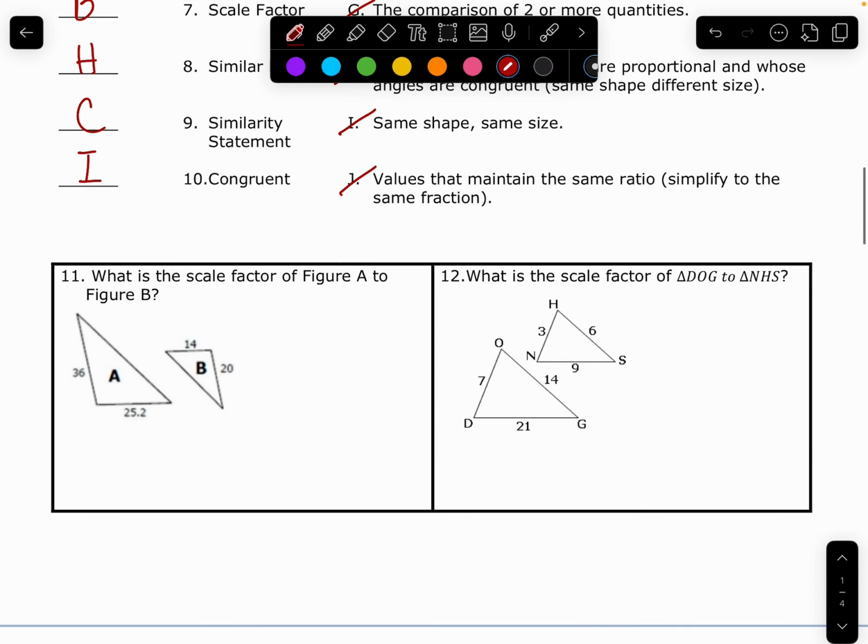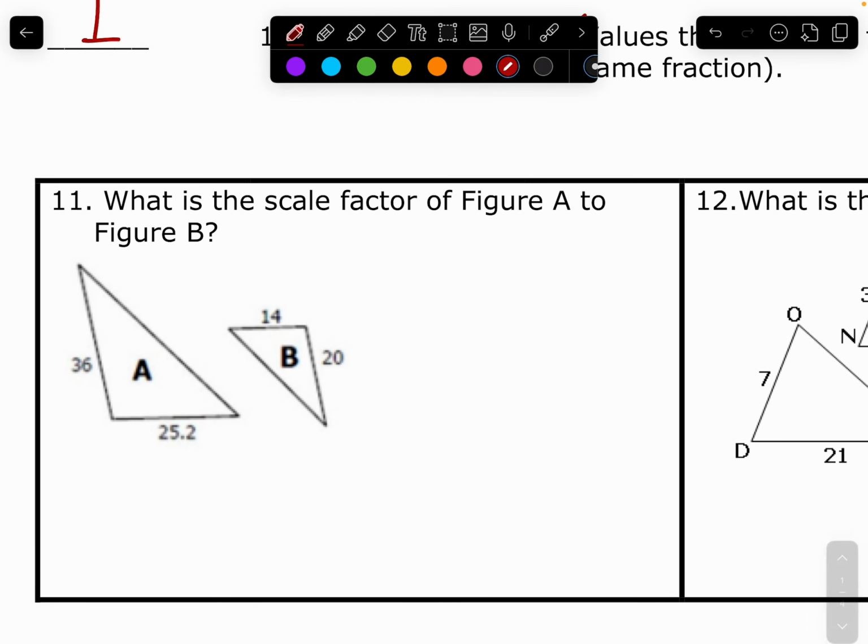Alrighty, number 11. What is the scale factor of figure A to figure B? So for A, just pick a side. It doesn't really matter which side. That'll be 25.2. I'll just use the 25.2. It's a smaller number than the 36, so make sure you use the smaller number in figure B as well. You can't just pick all willy-nilly. So that's going to be 25.2 for figure A, 14 for figure B, and you just need to change that to a fraction. So type it in your calculator as a division problem, and then just change it to a fraction.